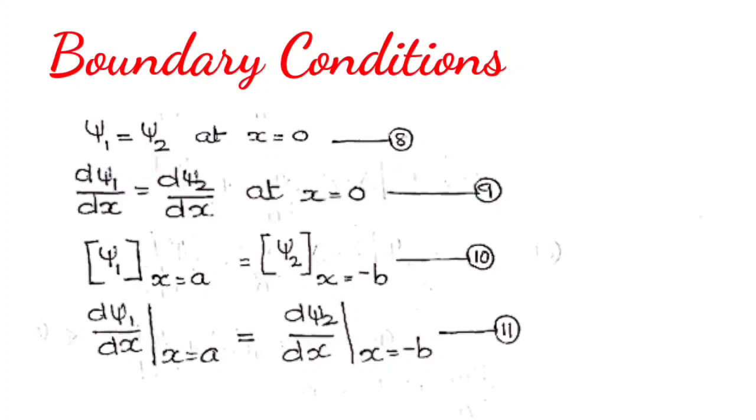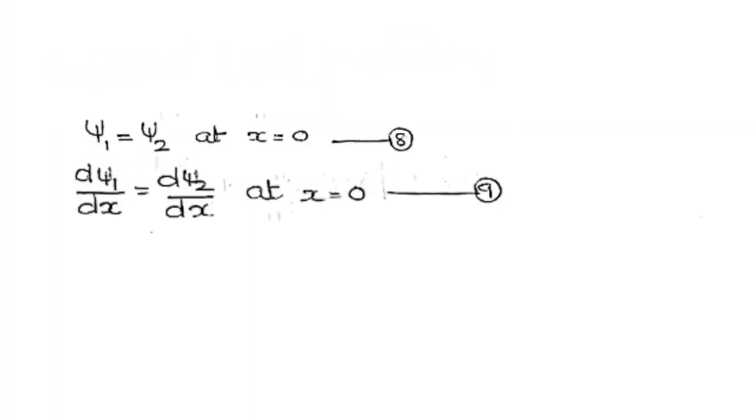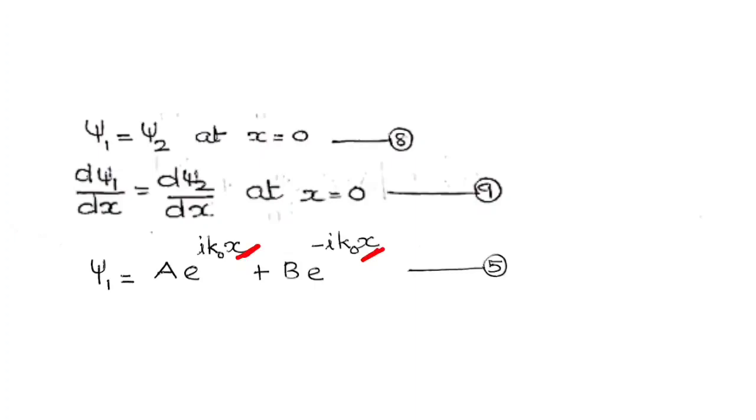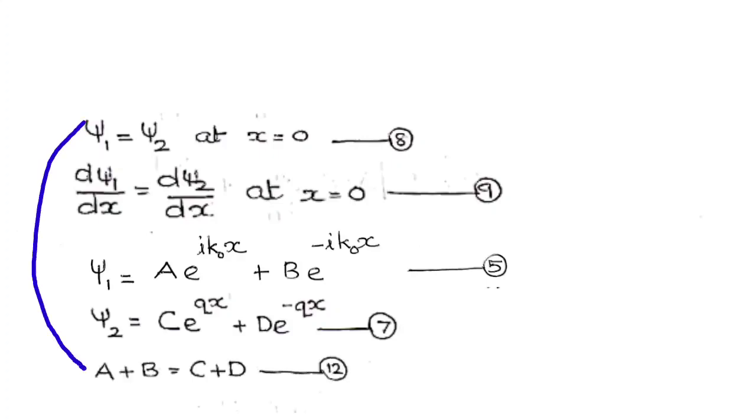Now we can apply the first two boundary conditions, equation 8 and equation 9, to equations 5 and 7. In equation 5, ψ1 is equal to A e^(ik0x) plus B e^(−ik0x). When x is equal to 0, e raised to 0 is 1, so ψ1 is equal to A plus B. In equation 7, ψ2 is equal to C e^(qx) plus D e^(−qx). When x is equal to 0, ψ2 is equal to C plus D. According to the first boundary condition, ψ1 equals ψ2 at x equal to 0, so A plus B equals C plus D. That is equation number 12.